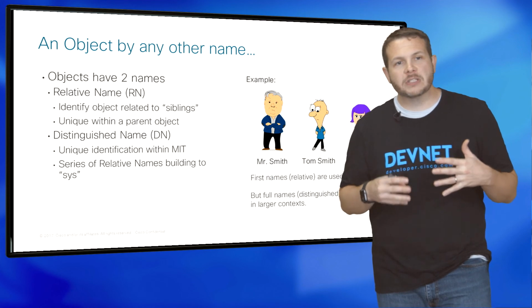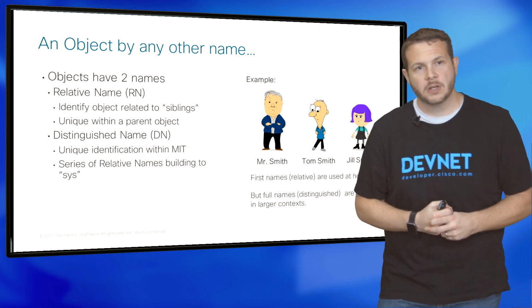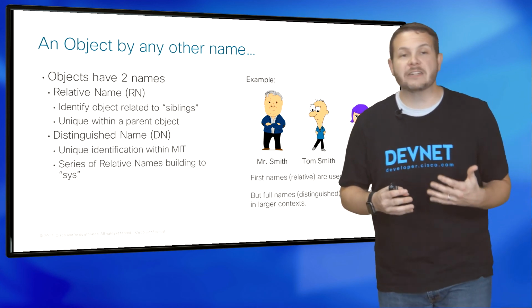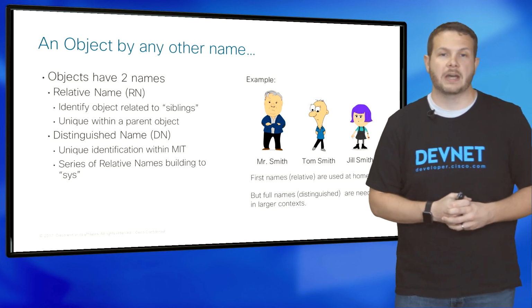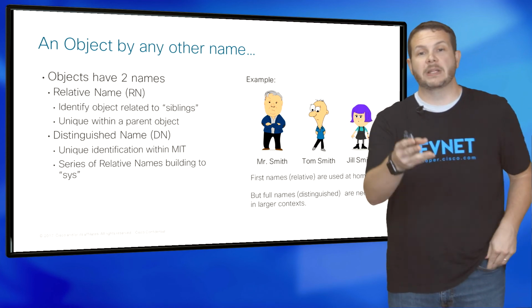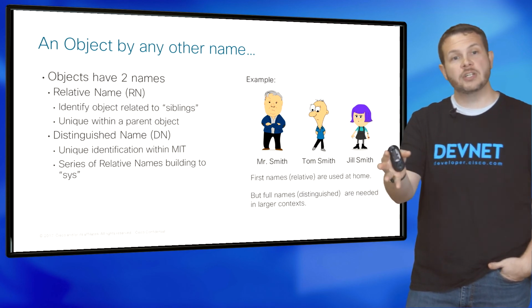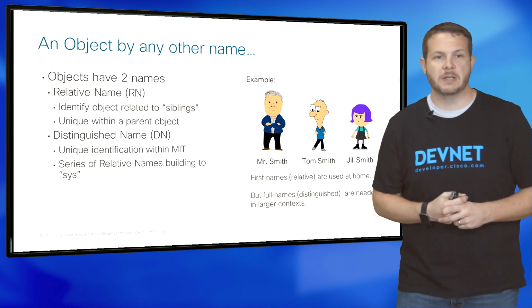Now, as we go through and we talk about the objects, objects will have two names that we'll refer to them as. We start out with the relative name. The relative name is how we identify an object related to all of its siblings, and it will be unique within a parent object. If we use an example like a family, the Smith family, for example, Tom and Jill are relative names for the children of Mr. Smith.